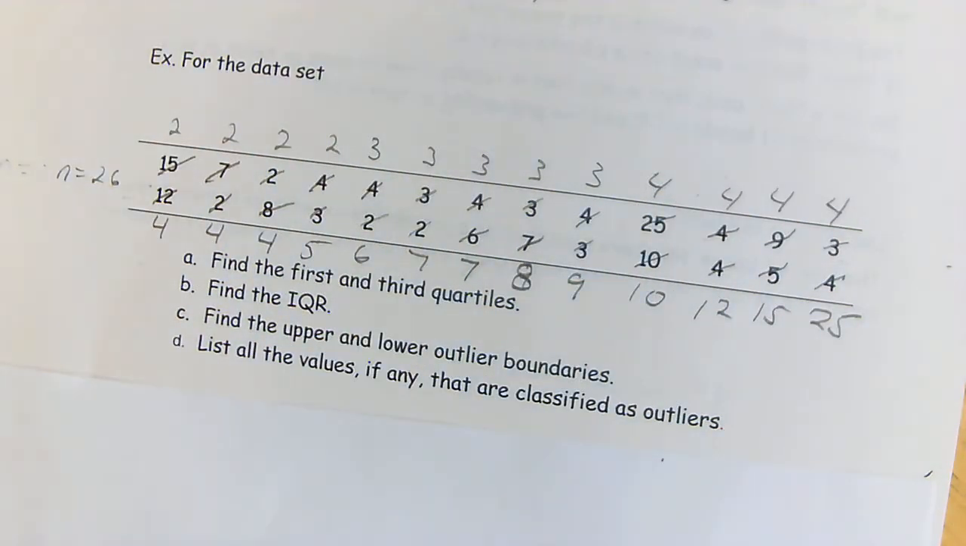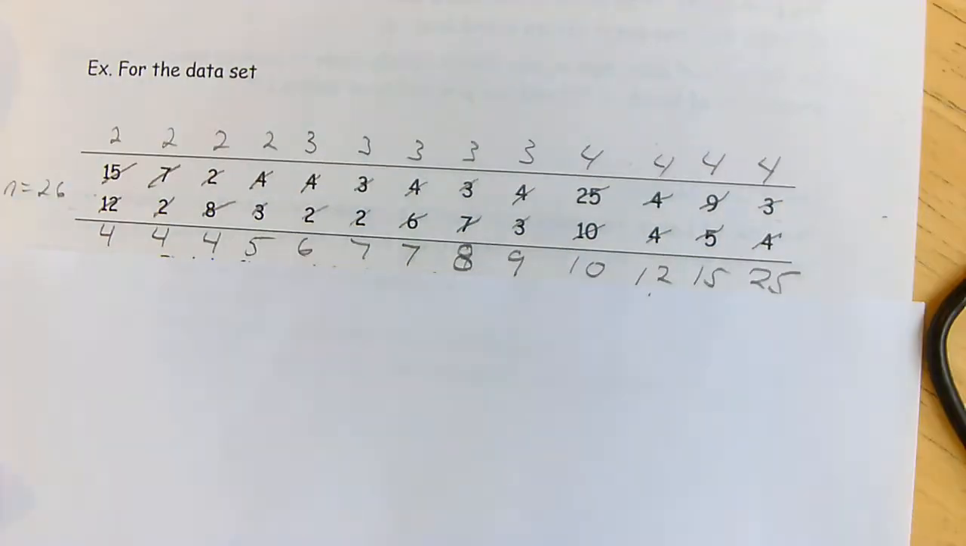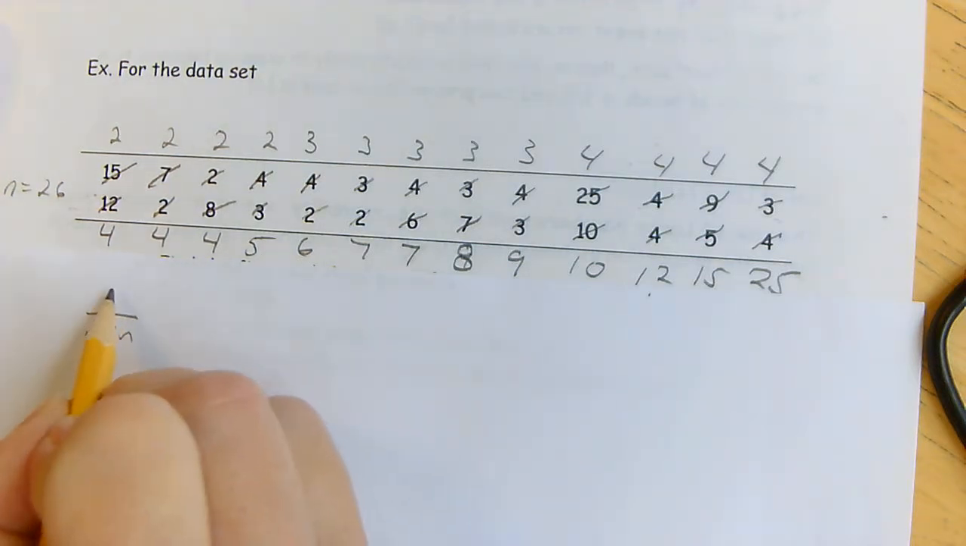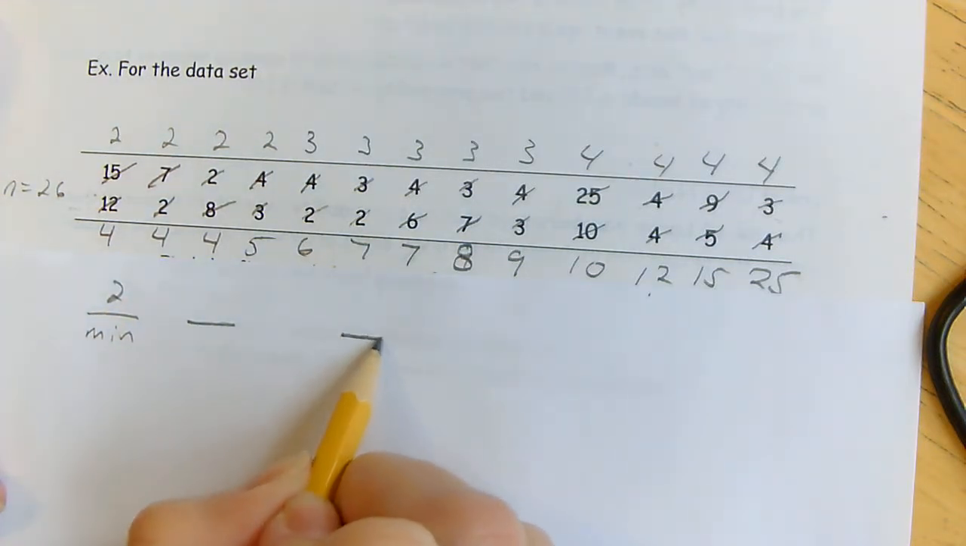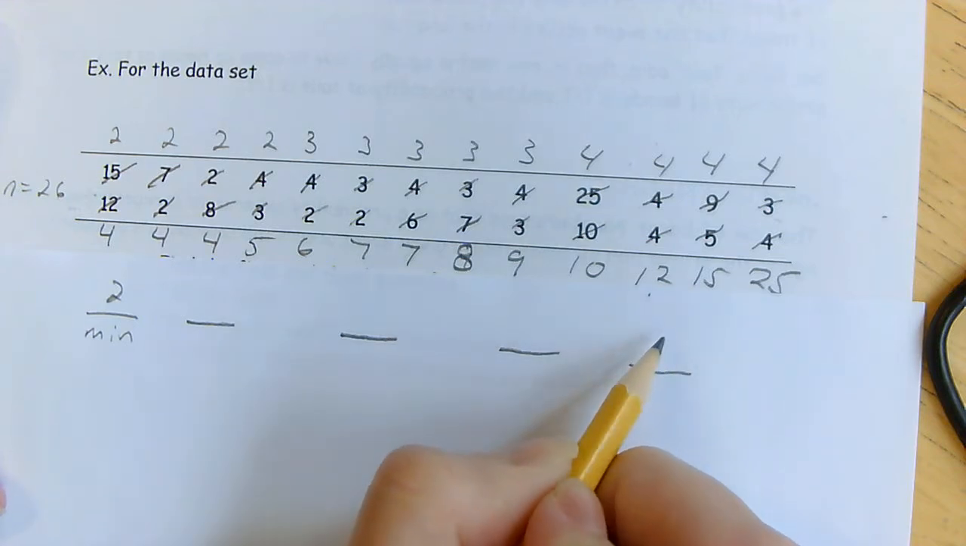Magic, it's done. Alright, what we're going to do is we're going to get our 5-number summary. We're going to find the IQR, get our upper and lower boundaries, and determine if there are any outliers. So the 5 numbers is the smallest. The largest.